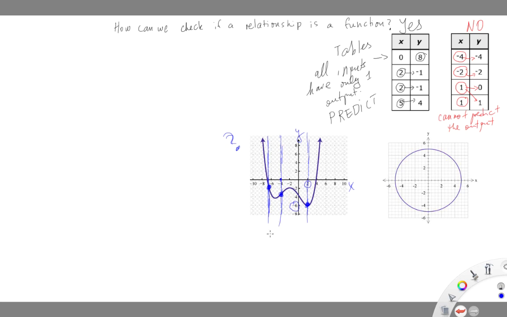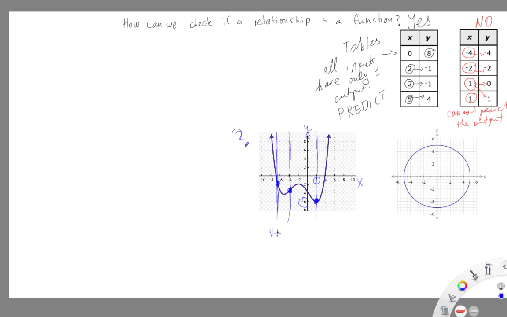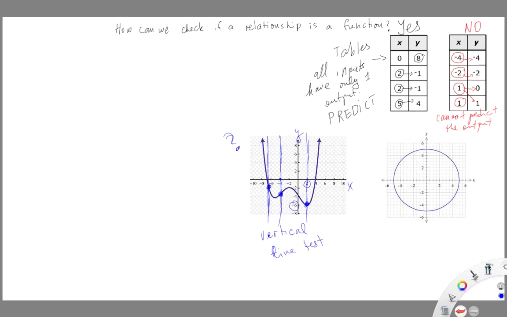Therefore, this is called the vertical line test. It's called the vertical line test because I'm drawing vertical lines through the graph and I'm seeing how many points of intersection those lines have with the graph. If they have only one point of intersection, that means for every input there's only one output. So yes, this will be a function because every input has only one output.